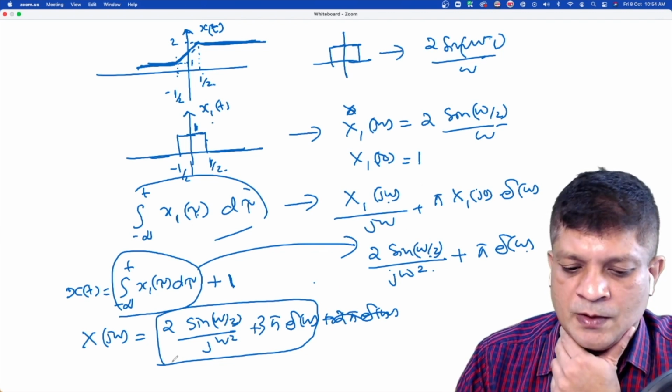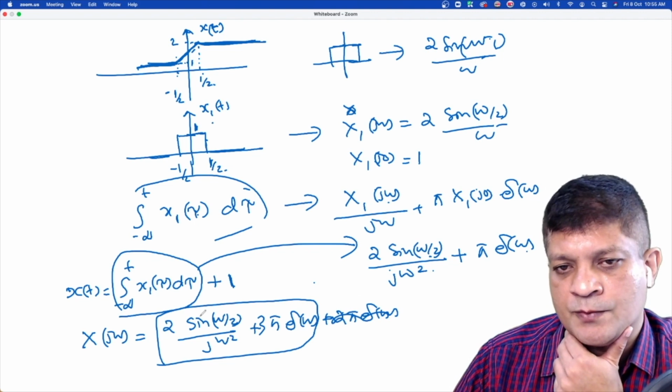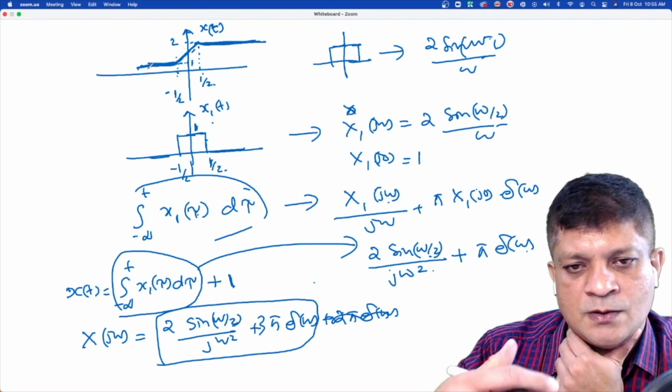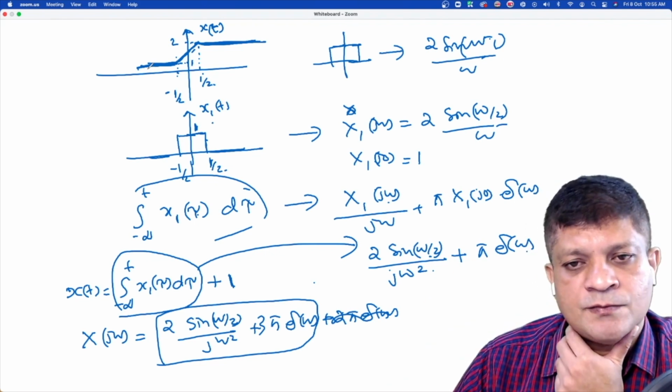Okay. So you have to be careful about this DC value. If you integrate this and you are not getting this value, you have to add a DC shift.